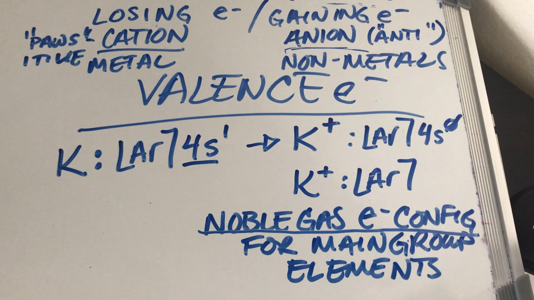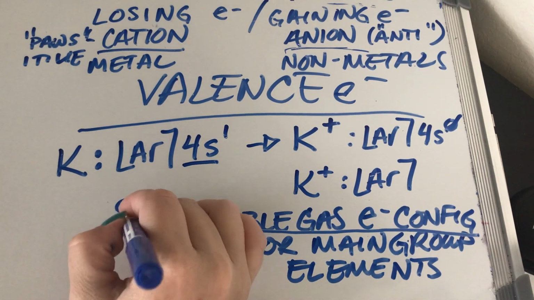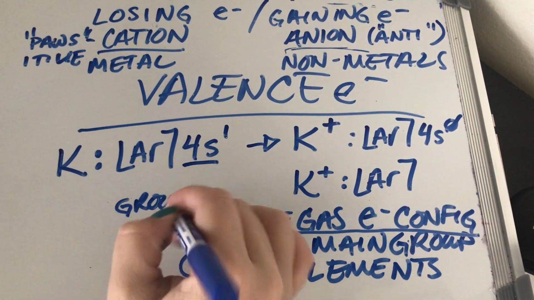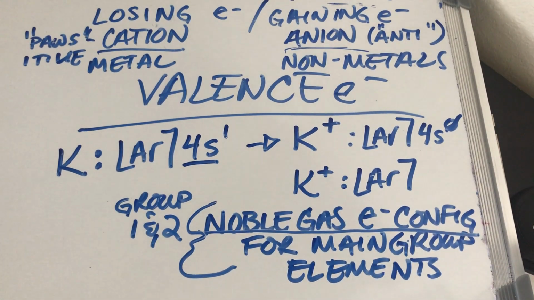So really, when we're talking about getting to noble gas electron configuration, group 1 and 2 can do this. I wrote that down, but you can't see it yet. But hopefully soon you will. Isn't it fun teaching on the internet?